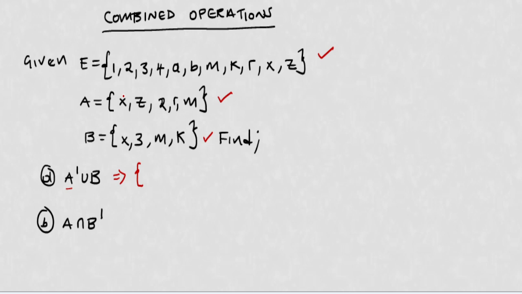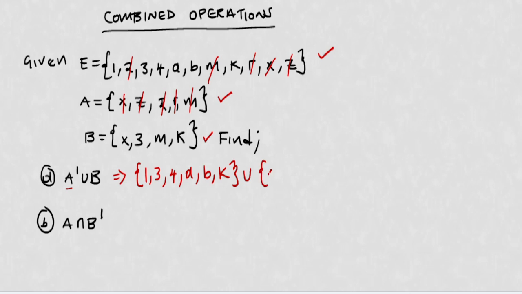So check A complement. I'm going to cancel out the x here, cancel out the x there, cancel out the z, cancel out the z there, cancel out the 2, cancel out the 2, cancel out the r, cancel out the r, cancel out m, cancel out m. Then what remains is 1, 3, 4, a, b, k. So that is what remains. Then this is being united to B.